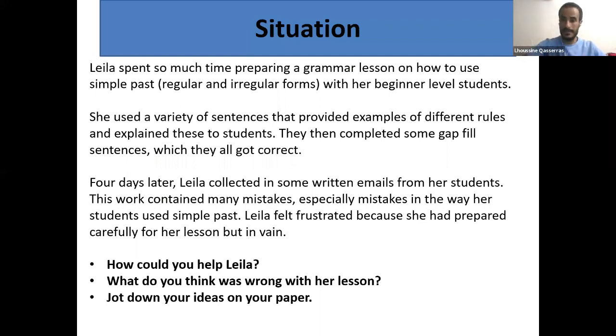Now, number one, how would you help Layla? Number two, what do you think was wrong with her lesson? Number three, jot down your ideas on your paper. So let's start with number one. Please answer only number one. How could you help Layla? Read the situation. I'm going to give you 1 minute. Please don't write in the chat box. 1 minute. Read the situation, then you write. Only question number one. Karima, Amel, please, 1 minute, then we can write. Iman, Khadija, 1 minute. All right. So read the situation carefully, then you tell me how could you help Layla.